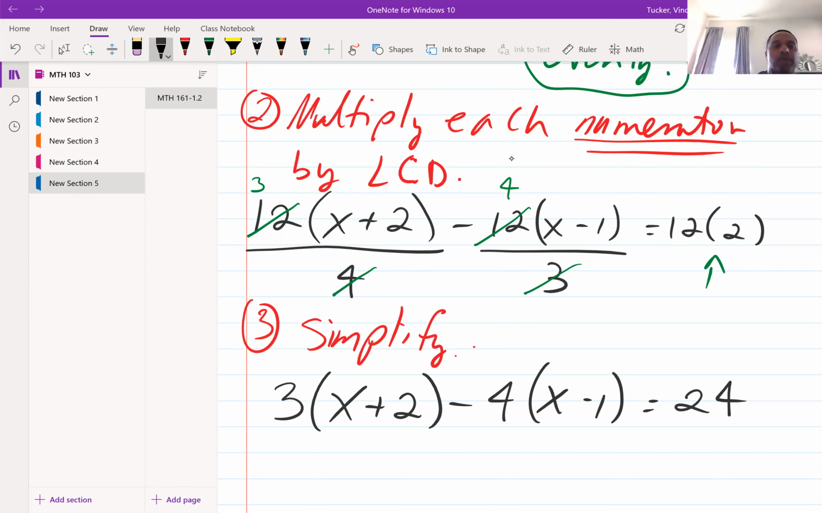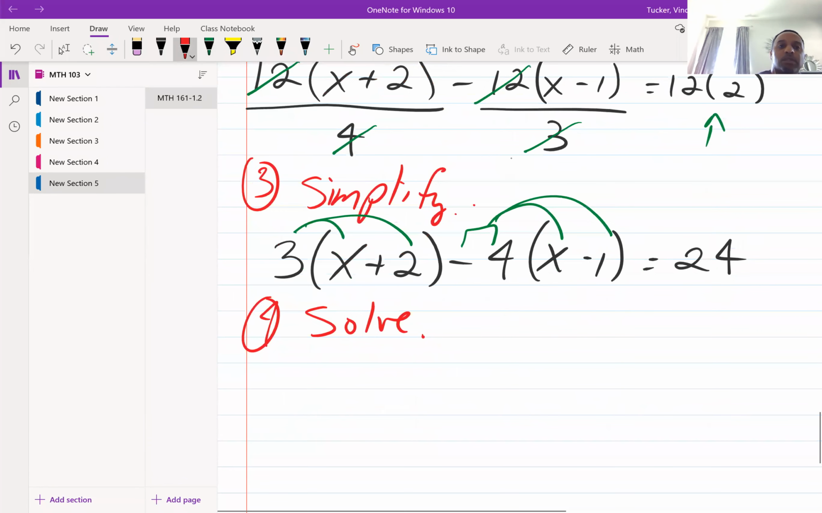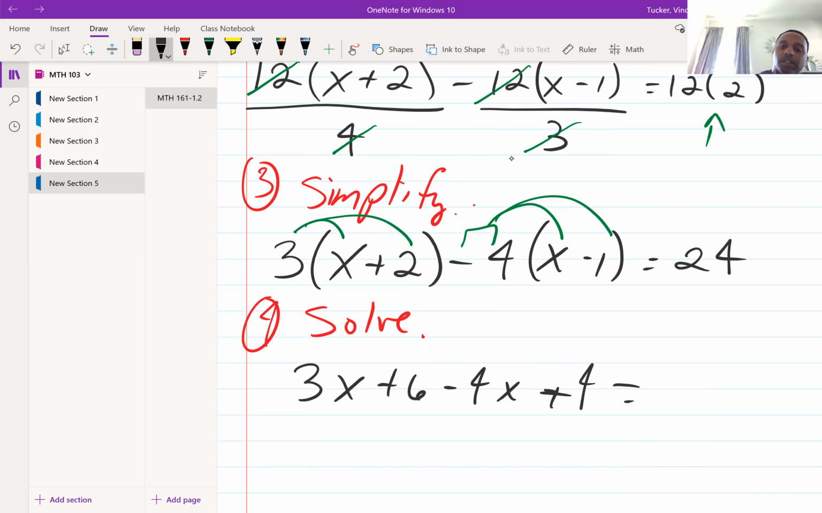All right, so now that we're here, we can go ahead and treat this equation as we would a regular linear equation. We'll distribute 3, and then distribute negative 4. Don't forget that negative. So I guess a fourth step could be to solve. So that's 3x plus 6 minus 4x plus 4 equal to 24.